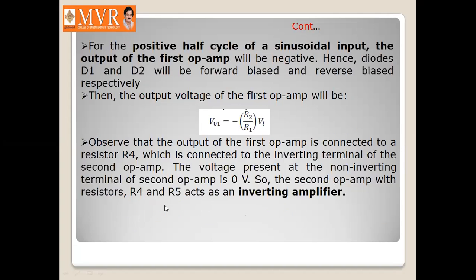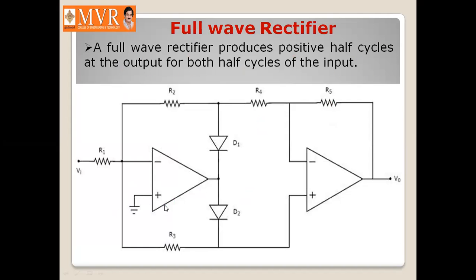Coming to the operation during the negative half cycle, what happens to this circuit? When the negative half cycle is applied as the input to this first operational amplifier, what happens?